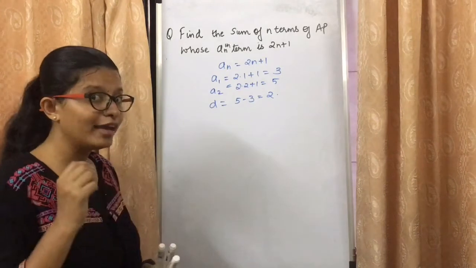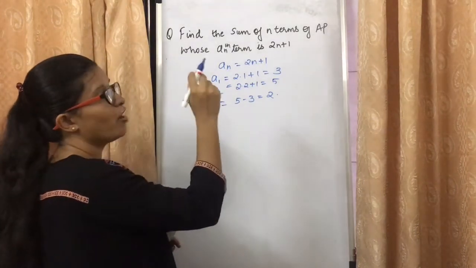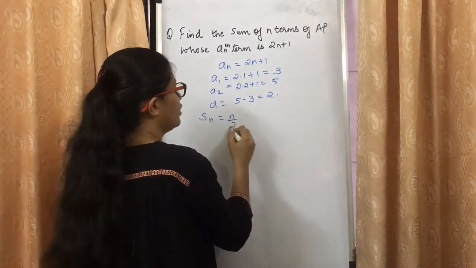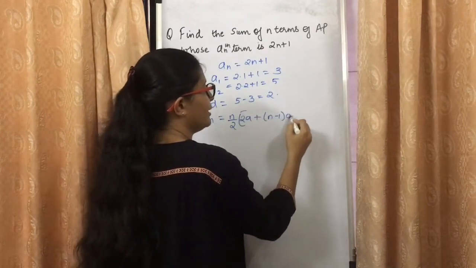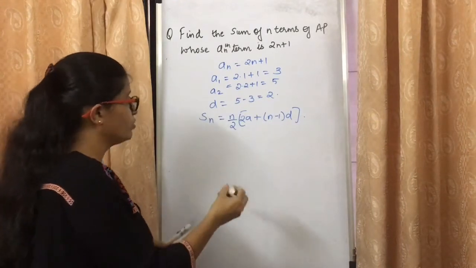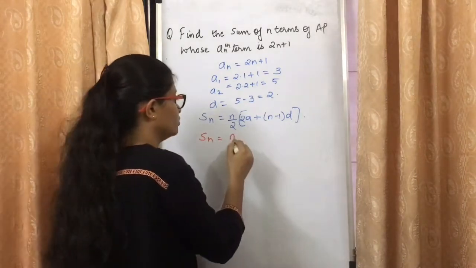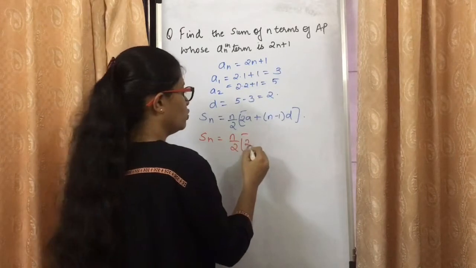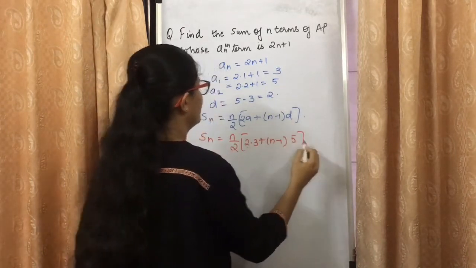So हमारे पास a आ गया, D आ गया. So we have A, we have D. What we need to find out is Sn, the sum of n terms of AP. So what is the formula? Sn is equals to n upon 2 into 2a plus n minus 1 into d. Sn ही find out करना है, तो n को n की जगह पर ही रहने दो. a की जगह पर हम क्या लिख सकते हैं? a will be 3, so 2 into 3 plus n minus 1 into d, and d will be 2.